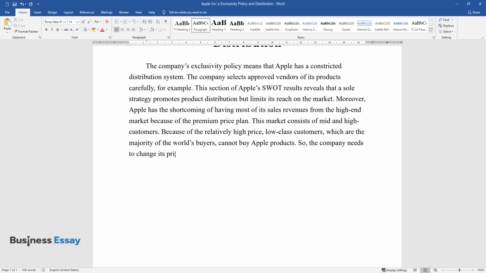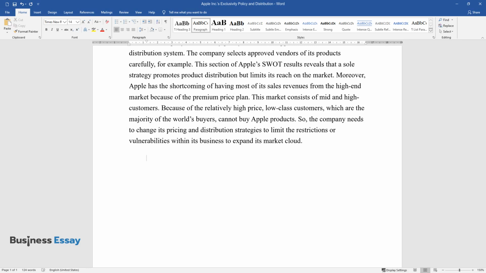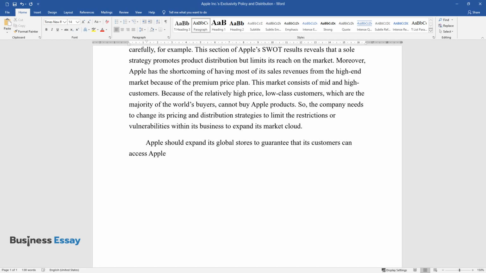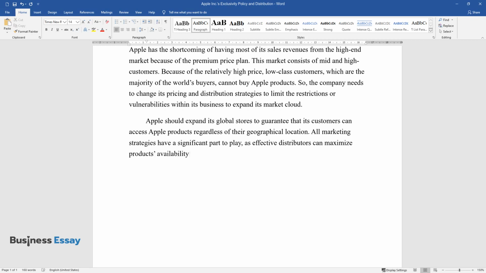So, the company needs to change its pricing and distribution strategies to limit the restrictions or vulnerabilities within its business to expand its market cloud. Apple should expand its global stores to guarantee that its customers can access Apple products regardless of their geographical location. All marketing strategies have a significant part to play, as effective distributors can maximize products' availability to improve sales.